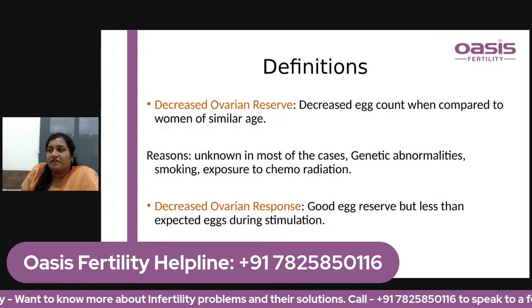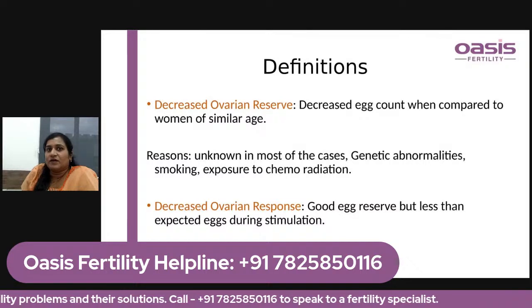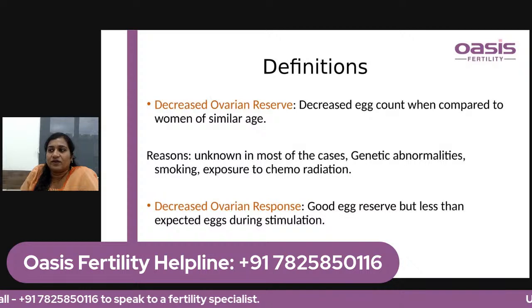And how do we define them? So when compared to women of similar age, if a woman has fewer eggs, then it is called decreased ovarian reserve.